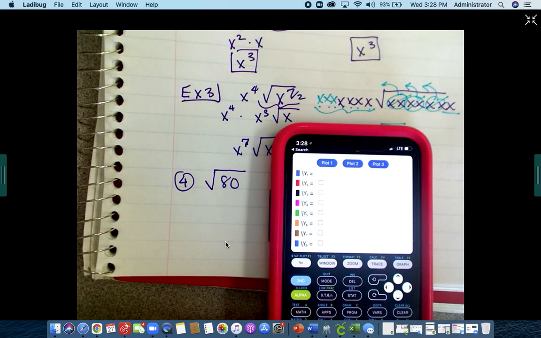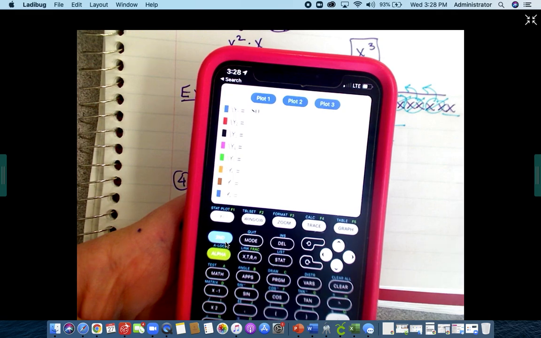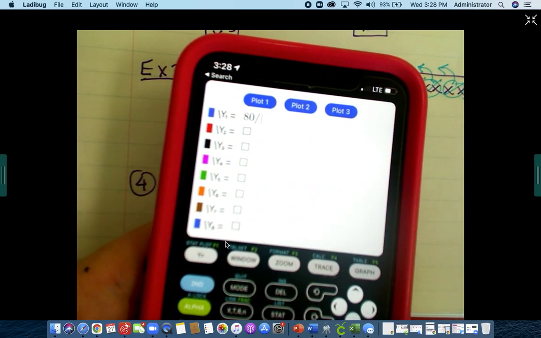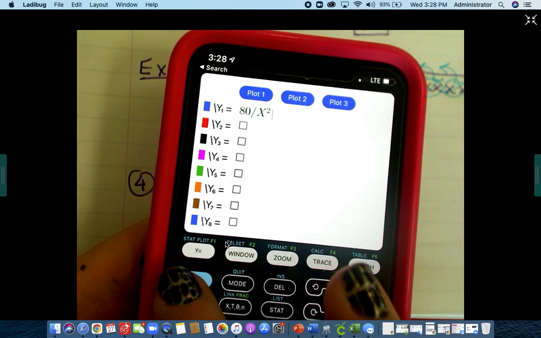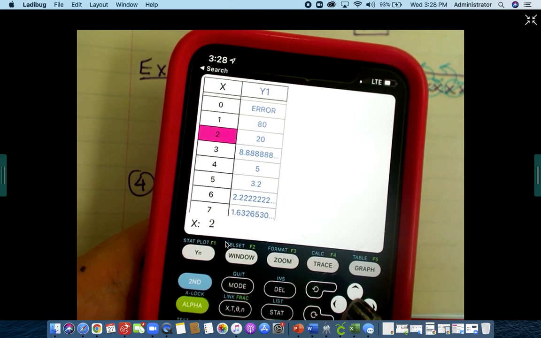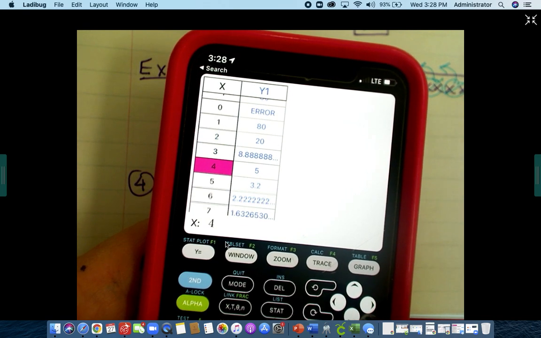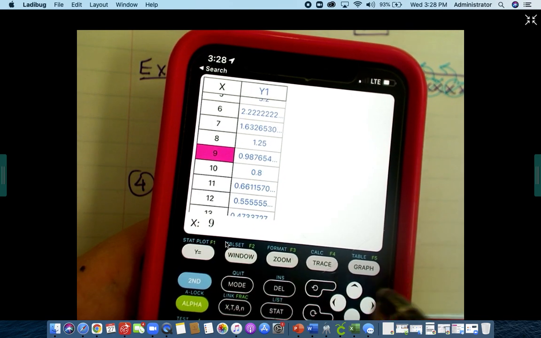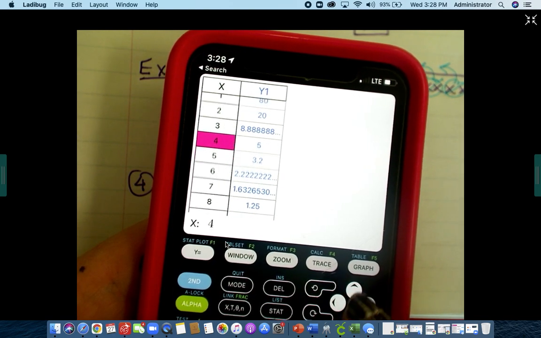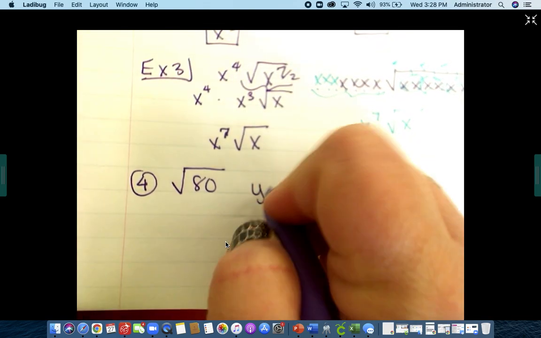So that's when I go to y equals and I type in 80 divided by x squared. Then I hit second graph, start here at 0, and then I look for the last integer, or in other words, whole number in this case, ordered pair. Once I get to 0 point something, I've gone too far, so my last whole number ordered pair is 4 and 5. So again, write this down.